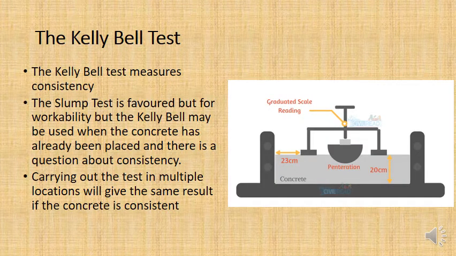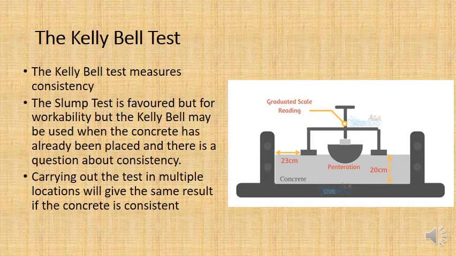Now, there is another way of measuring workability, and that's called the Kelly-Bell test. Normally, the slump test is the most common test we use for workability, but the Kelly-Bell test is a little bit different, and it does have some benefits to it. So with the slump test, you're looking to see how much the concrete will slump. With the Kelly-Bell test, you're basically inverting that. You're assuming that the concrete is at the bottom and the apparatus is on top.